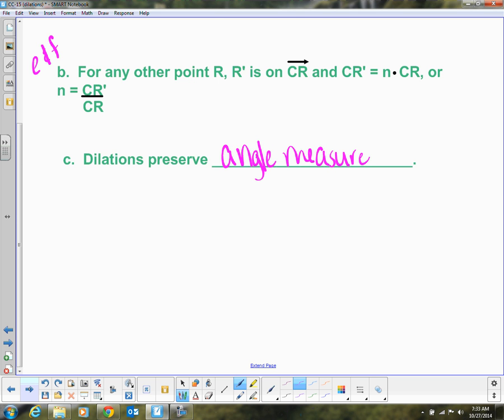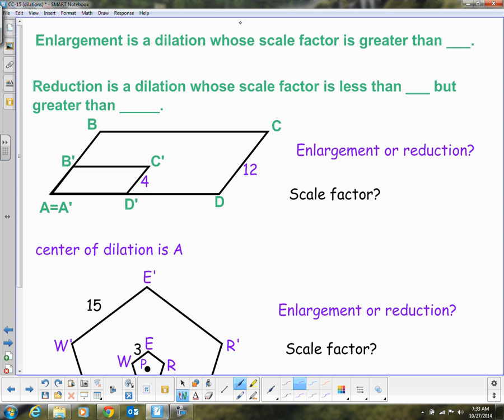Correct. All right. So now, an enlargement is a dilation whose scale factor is greater than 1. A reduction is a dilation whose scale factor is less than 1, but greater than 0. Now in order to answer the question as far as enlargement or reduction, you have to know who was the pre-image and who was the image. You with me? So who's the pre-image? MJ?